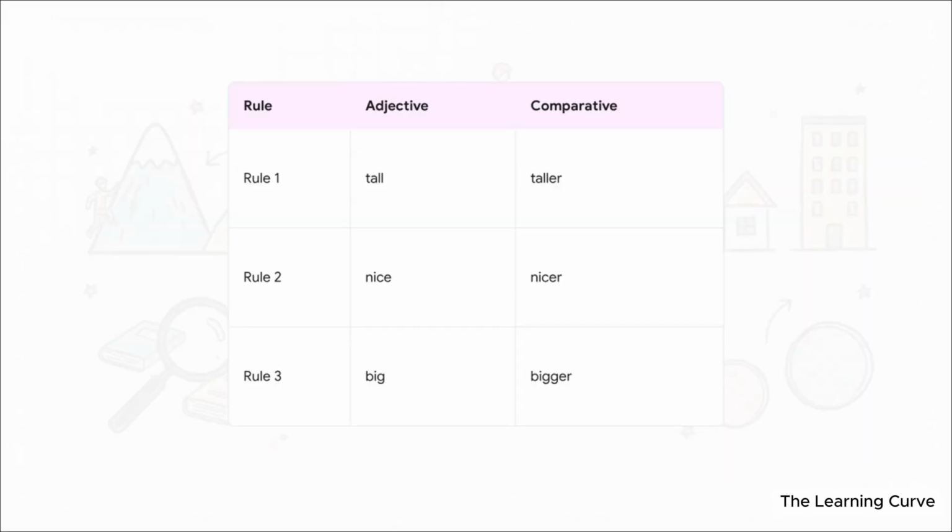Before we jump into our challenge, let's just take a bird's-eye view of our entire rulebook journey right here. These are your 3 primary tools for comparing 2 things using short adjectives. Rule 1 is your standard edition of ER. Rule 2 is your super efficient edition of just R for words ending in E. And Rule 3 is the CVC pattern, where you double the final letter and add ER. Go ahead and take a quick mental snapshot of this.